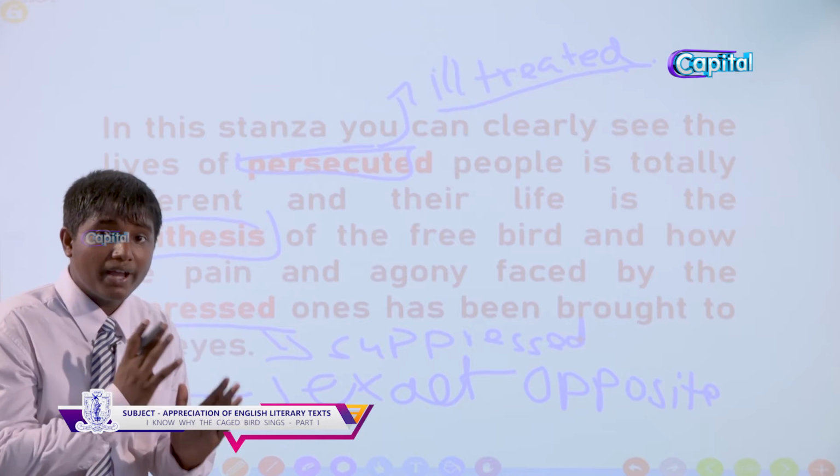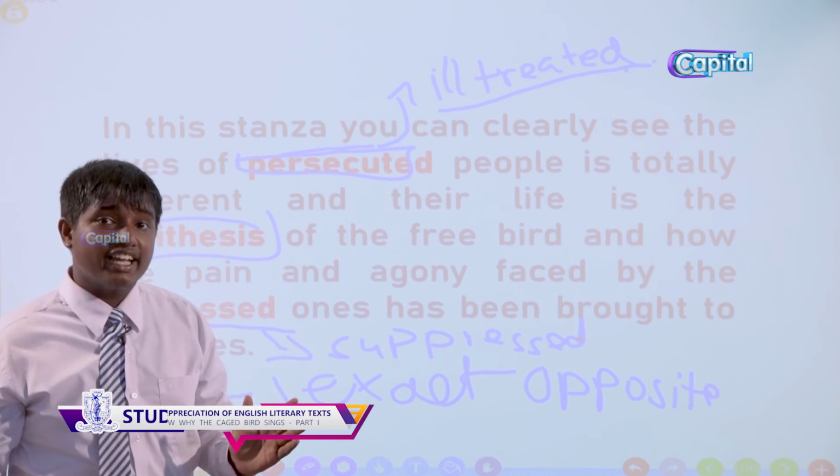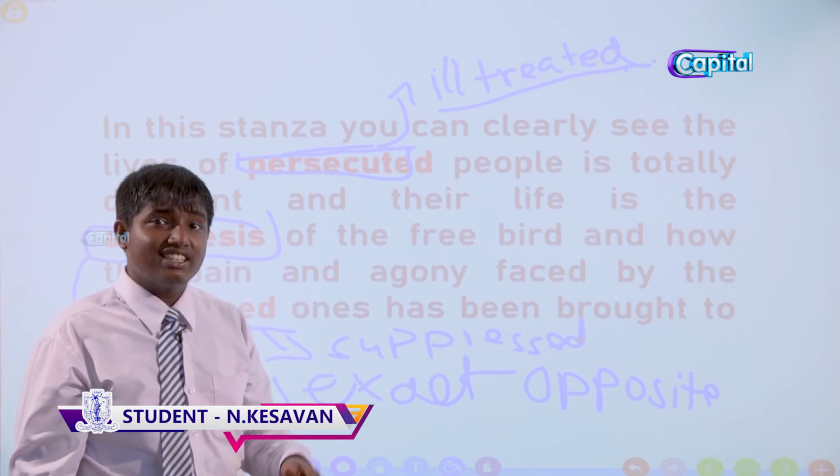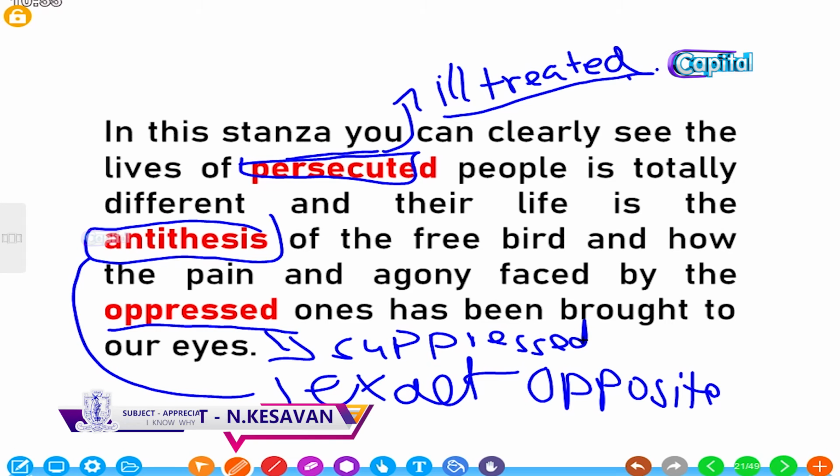Now she is comparing the free bird and the cage bird. You can see in the first stanza it delivers the fact on the free bird. In the second stanza it delivers the fact about the cage bird. So this is what we can see from this slide. So we move on to the next slide.